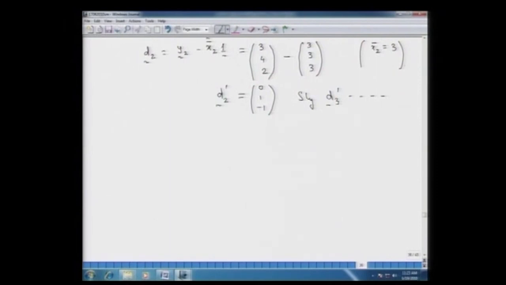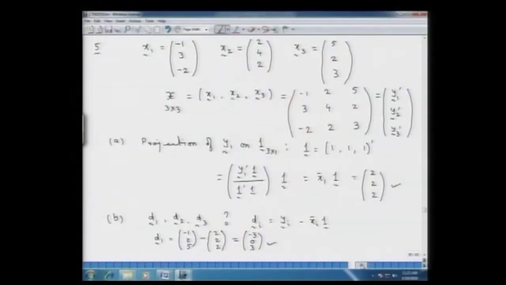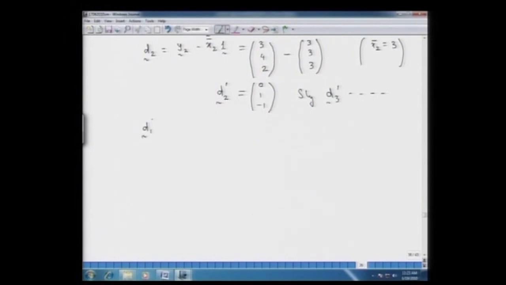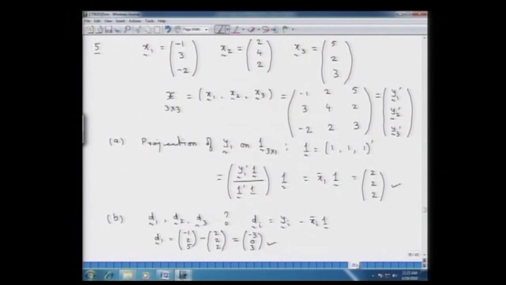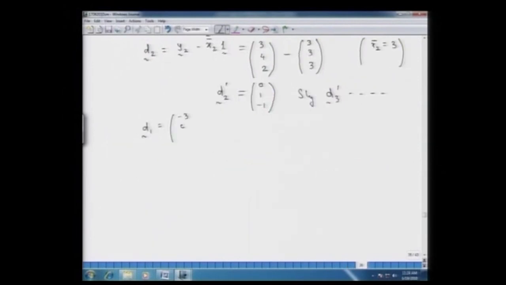Now, the second part of this particular problem was to link these deviation vectors with the sample variances. So, what is that? Let us illustrate that using the first deviation vector. The first deviation vector is minus 3, 0, 3. So, this d1 vector is minus 3, 0, 3. Now, what we know about the square of the norm of these deviation vectors is the following: d1 prime d1, now these are the deviation vectors, that is xij minus xi bar, those are the entries for the deviations.